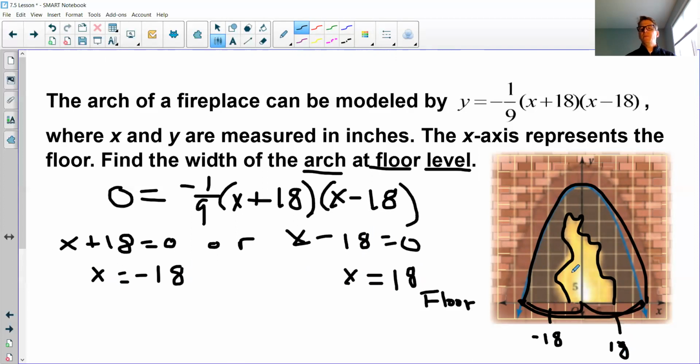Now it's a fireplace. It's got a nice flame to it. What is the width of that arch? What would be the actual physical width going across? Well, we're talking about positive distance here. So you have 18 units, another 18 units. 18 and 18 is 36. So your answer between the two units is 36 inches.